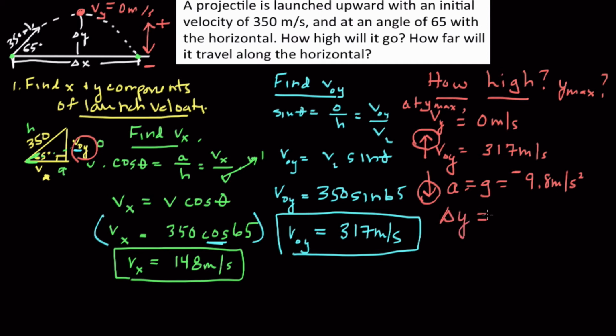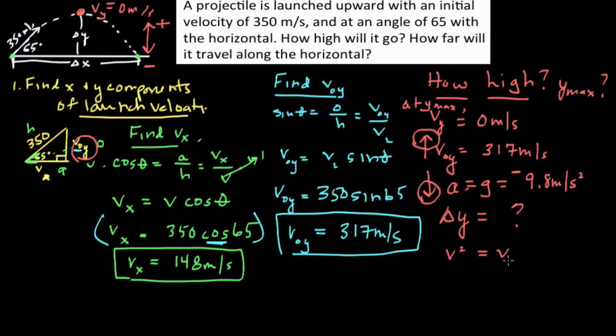And I want to know delta y, and I have enough information to solve for it. I know final velocity, I know initial velocity, I know acceleration, and I want to know delta y. You have solved problems like this before in just regular kinematics when it was one-dimensional. So let's do that. What equation has final velocity, initial velocity, acceleration, and displacement? And it is this one.